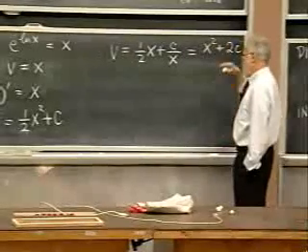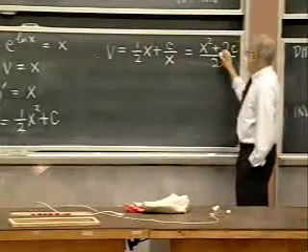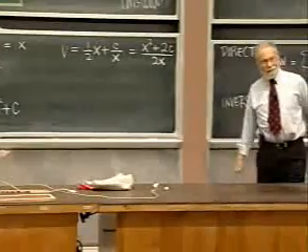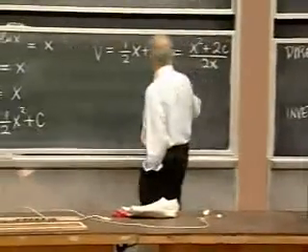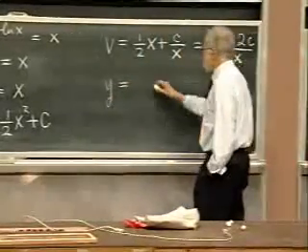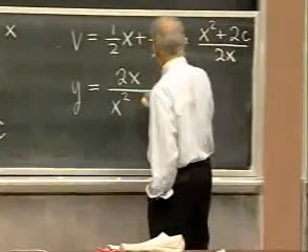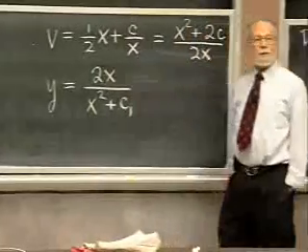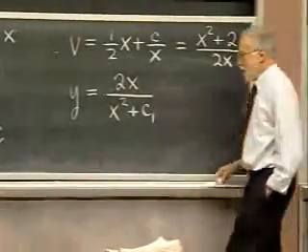x squared plus 2c divided by 2x. Now 2c, you don't call a constant 2c because it's just as arbitrary to call it c1. So my answer will be y equals 2x divided by x squared plus an arbitrary constant. But to indicate it's different from that one, I'll call it c1. c1 is 2 times the old one, but that doesn't really matter.